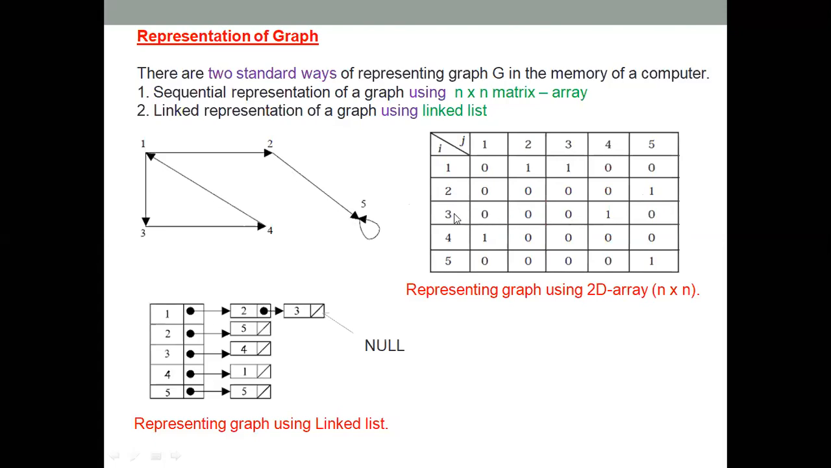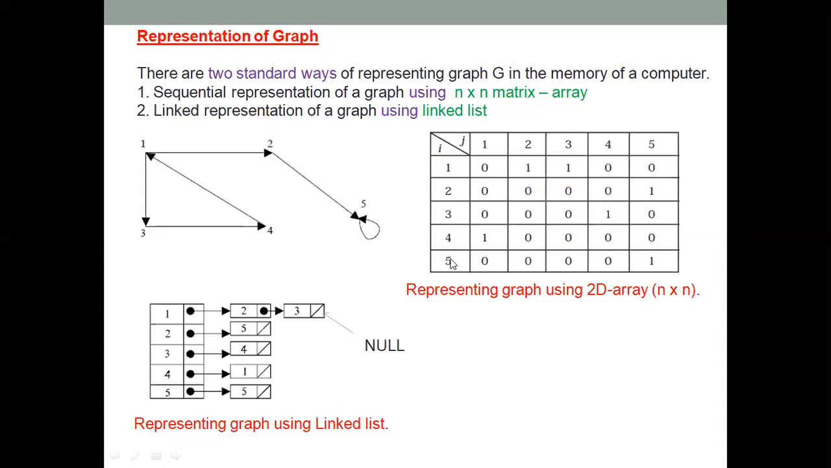But when we check 3 to 4, there is a pointing. So we put 1. See, 3 to 4, there is a pointing arrow here. From 3 to 4, the arrow is pointing. So we put 1. But 3 to 5, there is no pointing. So we put 0. Okay? Similar to from 4 and 1. From 4 and 1, look at here. From 4 to 1, there is a pointing arrow, so you put 1. Other things, no pointing from 4, so all are 0 here.